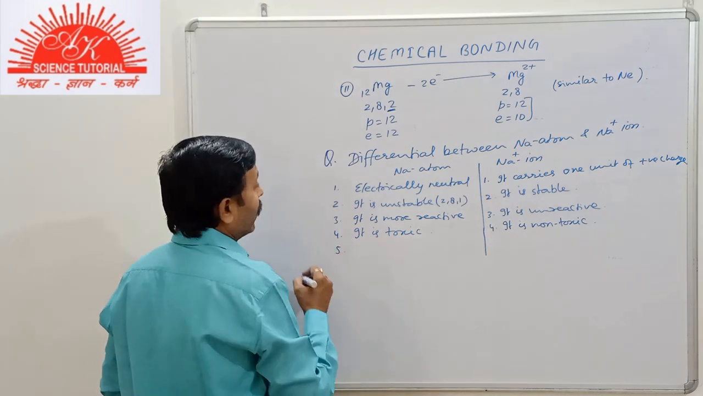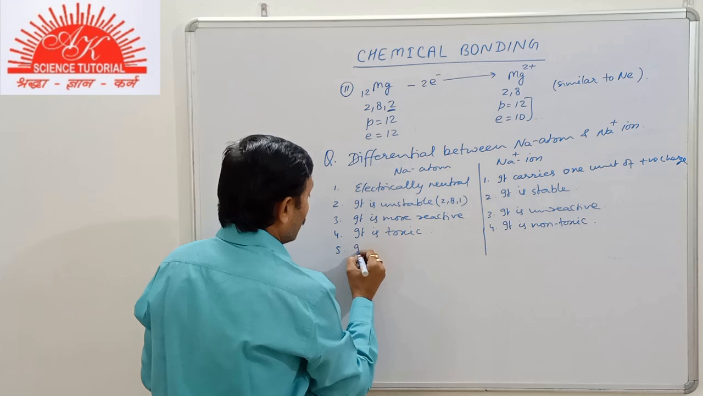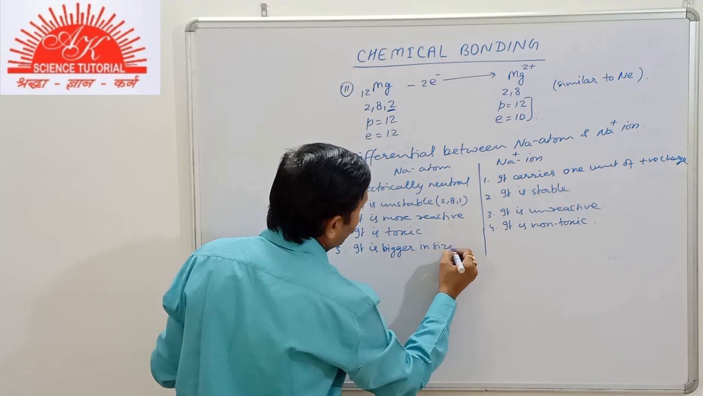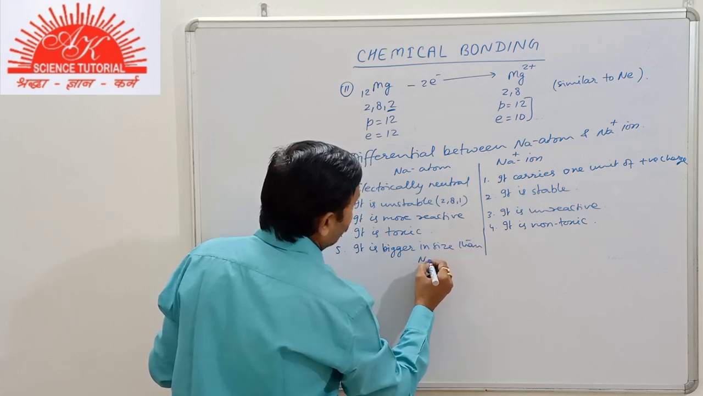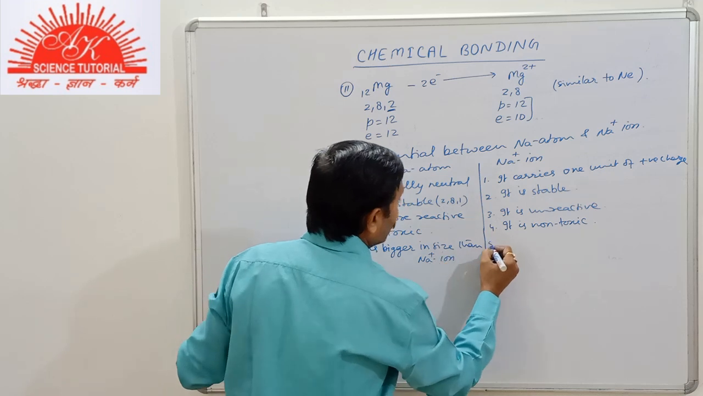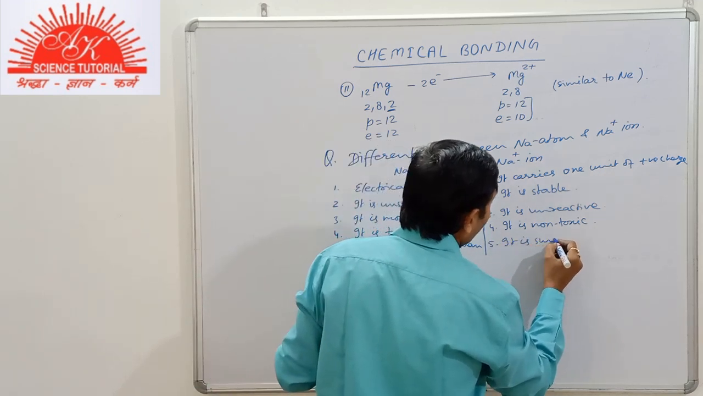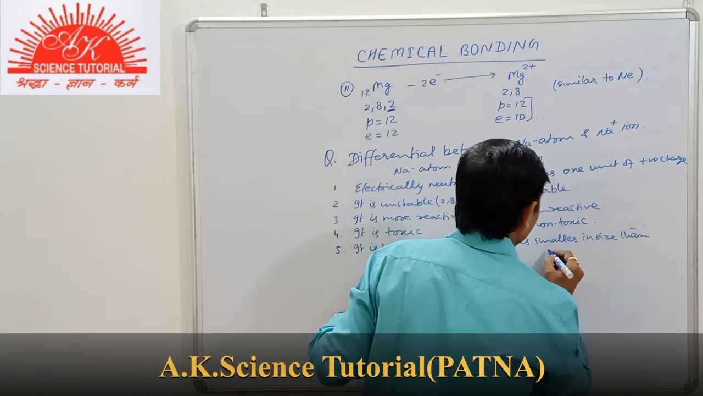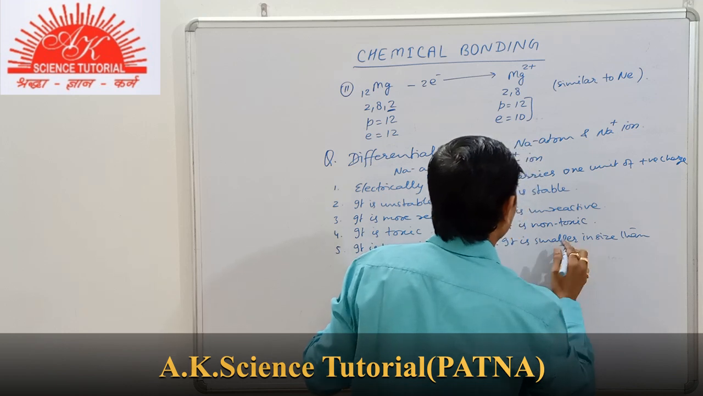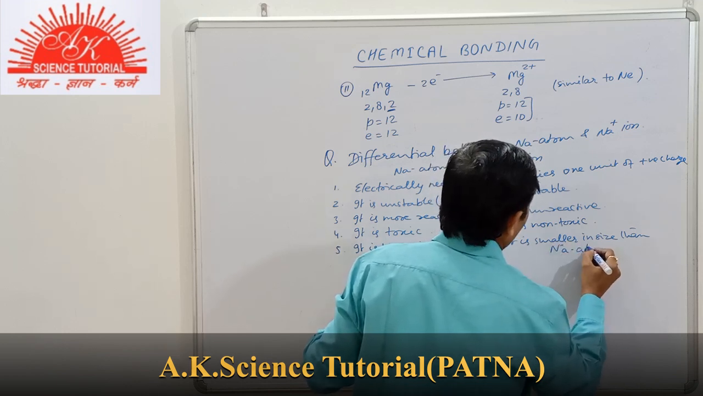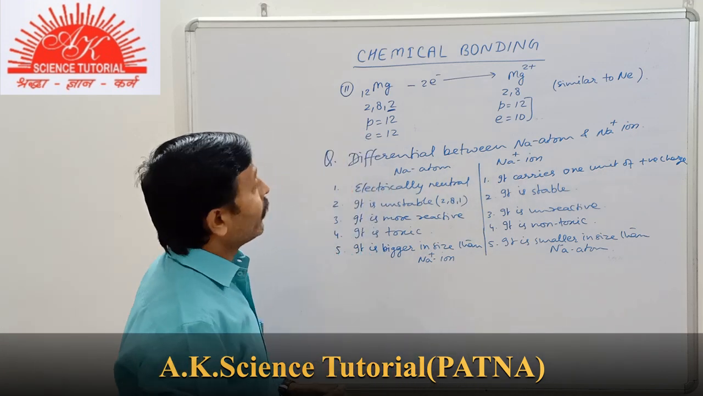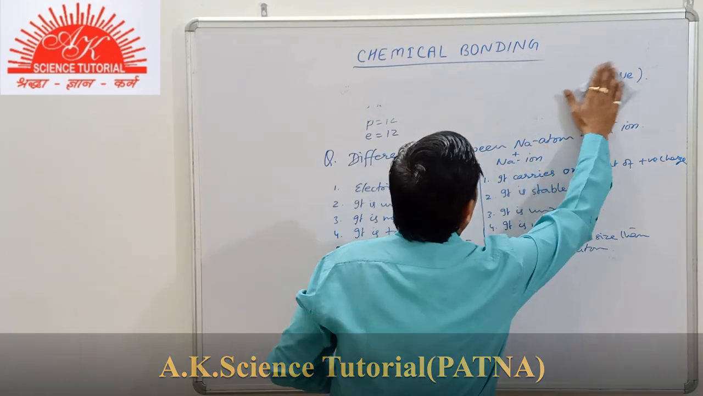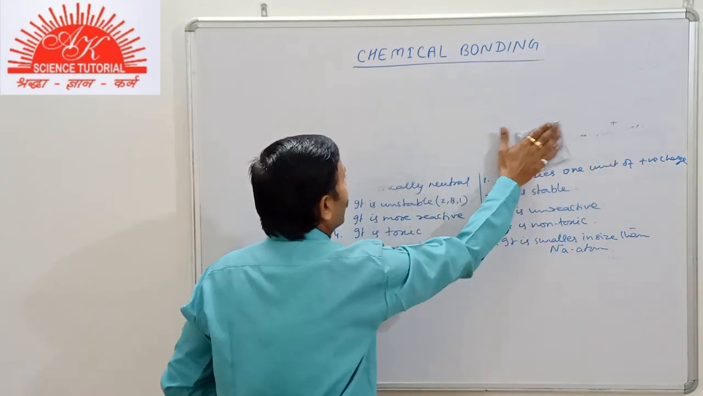And lastly, next point, you can compare their size. It is bigger in size than Na plus ion. And just opposite, it is smaller in size than Na atom. So these were the different points related to the formation of cation and its property comparison with the respective atom.